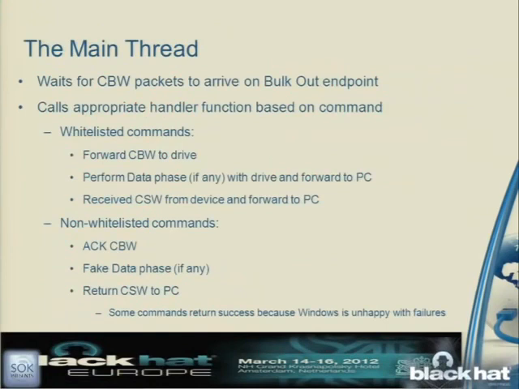So I'm waiting in the main thread, waiting for these command block wrapper packets. As soon as it comes in, I call a handler function. I say, hey, is this a whitelisted command? If it is, I forward it to my device, perform the data phase, if there is one, and receive the status wrapper from my device and forward it back to the PC.